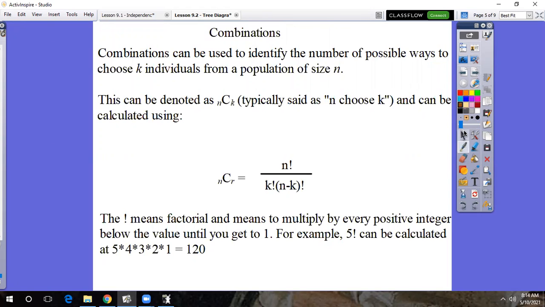So that leads us into combinations. What we just did is we showed a bunch of different possible outcomes. One thing that might be helpful, before you even make a tree diagram or really just any situation, is knowing how many different possibilities there are.